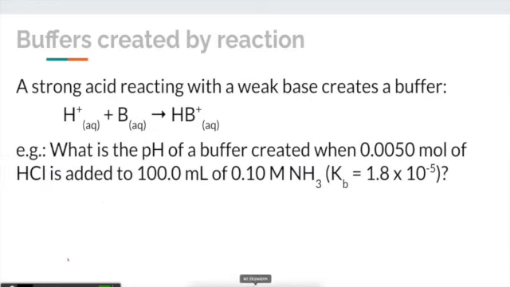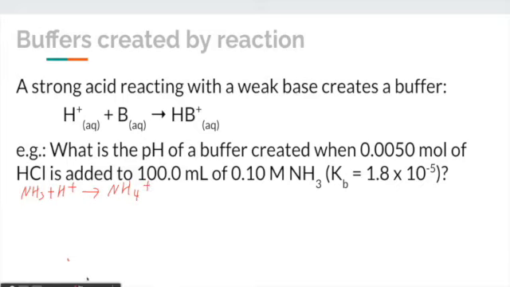So here's a question related to that. What's the pH of a buffer created when 0.0050 moles of HCl is added to 100 milliliters of 0.10 molar ammonia, which is a weak base, and the Kb is given? What's going to happen here? Well, NH3 is going to react with the H plus, and it's going to produce NH4 plus. That's what the response is going to be.